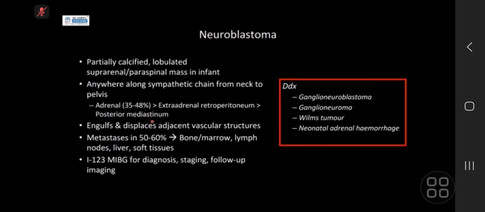So when you do MR, you want to make sure you look at the bone, looking for any high T1 or high STIR lesions. You can also get spread to node, liver, and soft tissue. MIBG is used for staging, and also for follow-up imaging following treatment. The differentials will include the other spectrum.